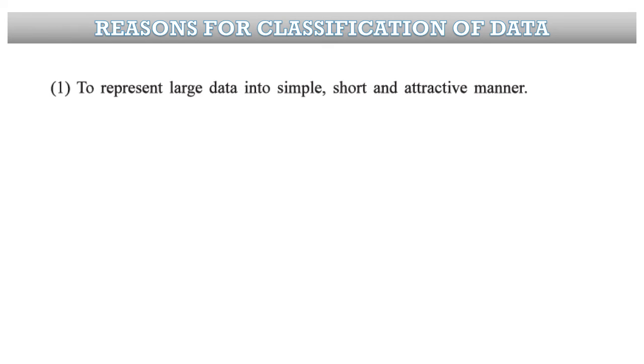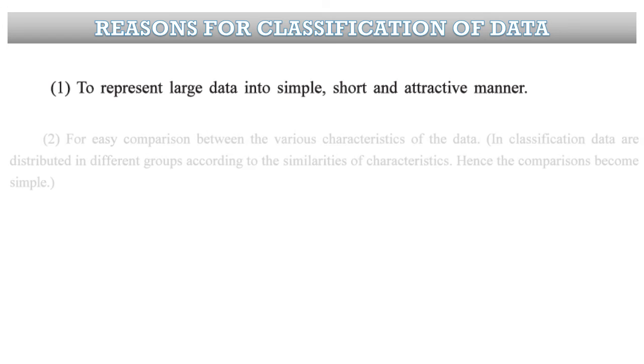Reasons for classification of data. Just now what I told you, it has been explained point-wise according to the textbook. The first point is to represent large data in a simple, short and attractive manner. We might have 1,000 coins, but when we categorize them according to 200 coins of 1 rupee, 200 coins of 2 rupee and so on, it becomes simple, short and attractive.